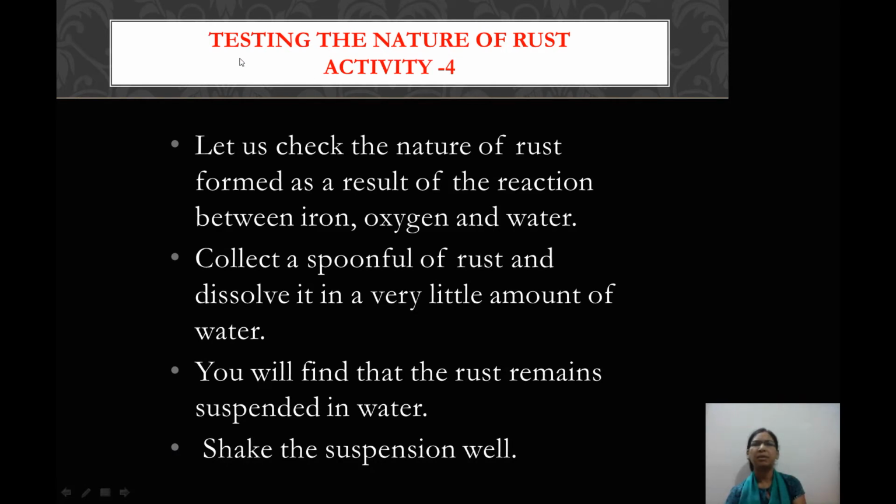Our next topic is testing the nature of rust. Let us perform an activity to find out. Let us check the nature of rust formed as a result of the reaction between iron, oxygen and water. Collect a spoonful of rust and dissolve it in a very little amount of water. In your house, many iron articles may be rusted, so you can collect from there. You will find that the rust remains suspended in water. That means it floats on water. Shake the suspension well so that it mixes properly.